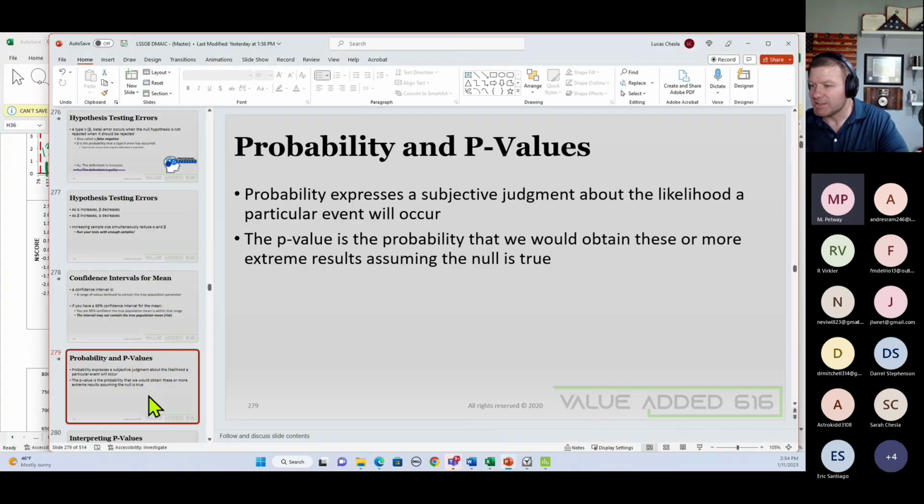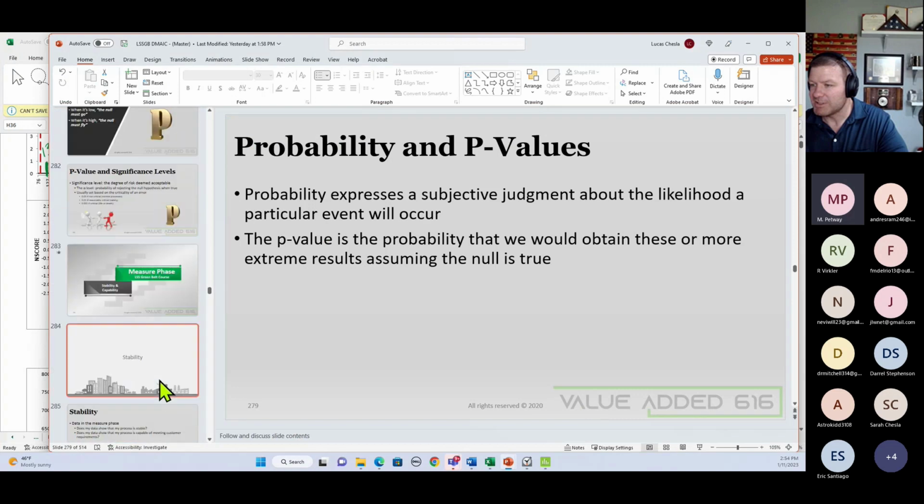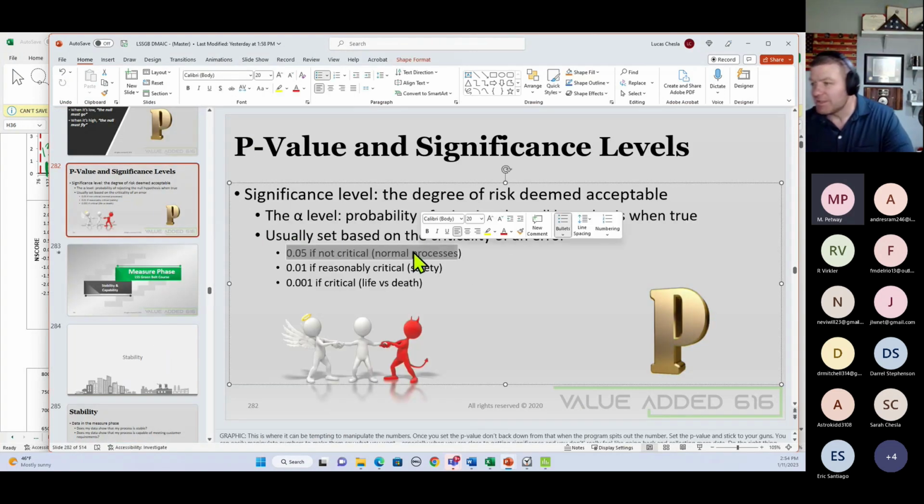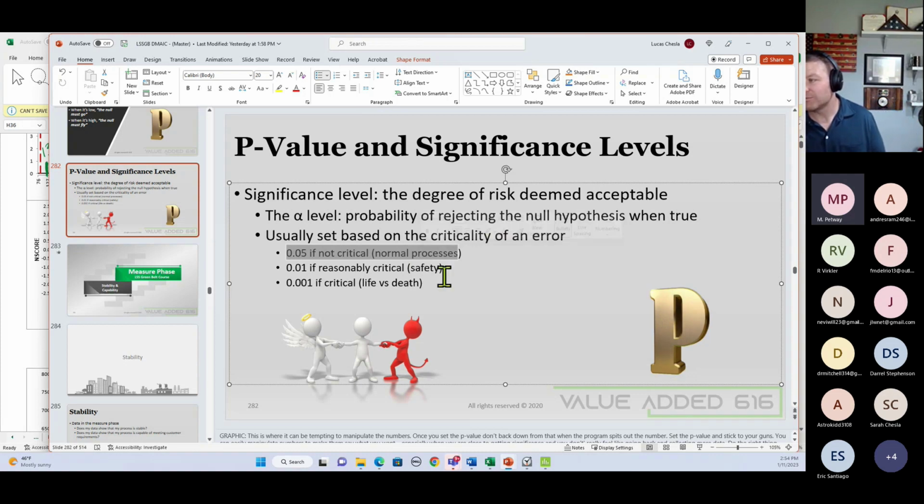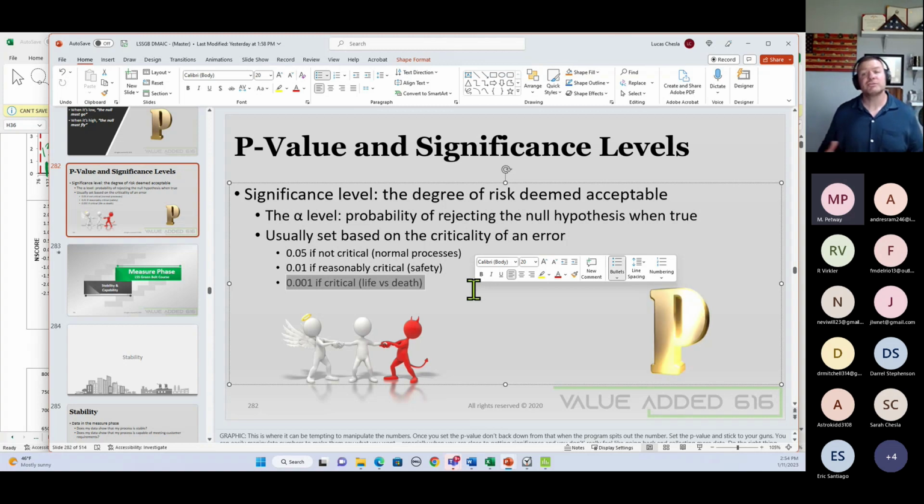Get ourselves caught up on the slides here real quick. We covered all the p-value stuff. And we also talked about this if it's critical. When you said that 0.05, that alpha being 0.05, the 5%, that's just for normal processes. It doesn't mean it's arbitrary. 0.01 if it's reasonably critical for safety, and 0.001 if it's life versus death. Those are rules of thumb.